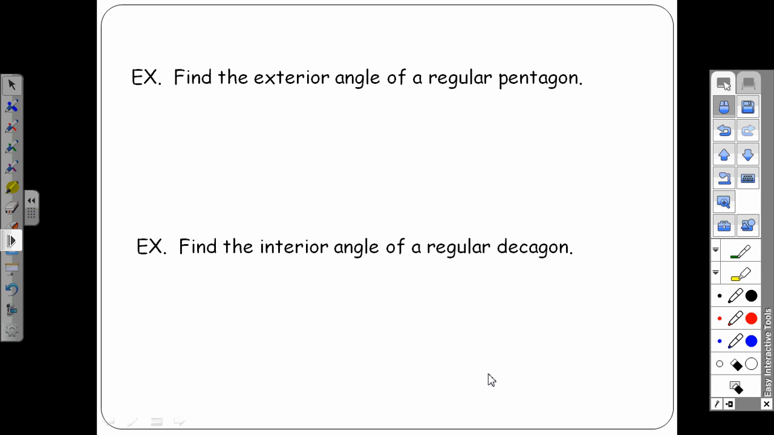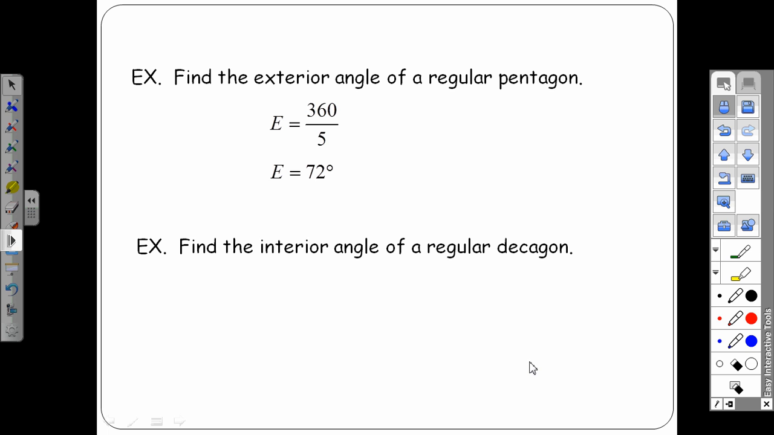Let's take a look at some sample problems. First one, it says find the exterior angle of a regular pentagon. So pentagon has 5 sides. We're going to plug that into our formula. 360 divided by 5, we get 72 degrees. So each exterior angle is 72 degrees.